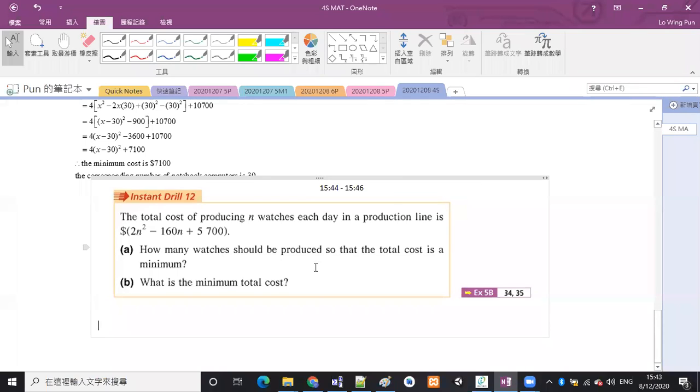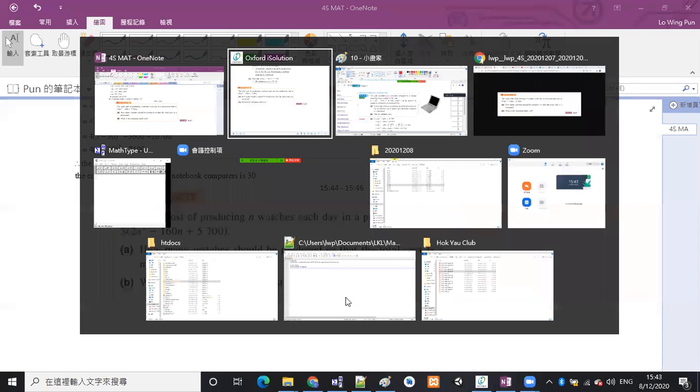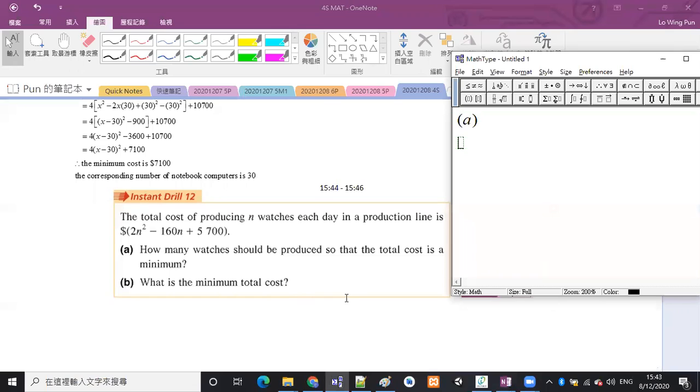Instant drill number 12. The total cost of producing n watches each day in a production line is this.